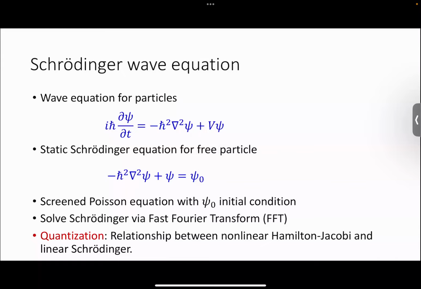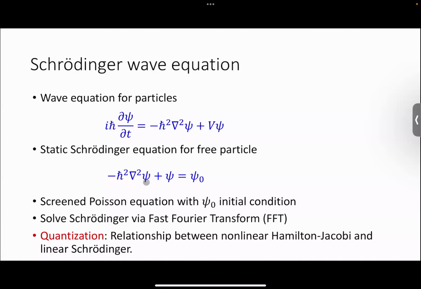Specifically, consider a static Schrodinger equation, which is minus h cross squared del squared psi plus psi equals psi naught, where psi naught is a set of initial conditions. You can think of psi naught as an initial wave taking a value like one at all the points themselves, and you then try to find a solution psi at every other point in space. This also goes by the name Screened Poisson equation. For the purposes of this discussion, think of h cross as just a computational free parameter, which can take values very close to zero. So we've mysteriously introduced a static Schrodinger equation.